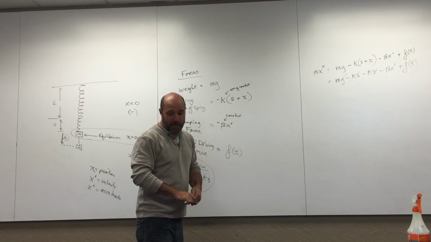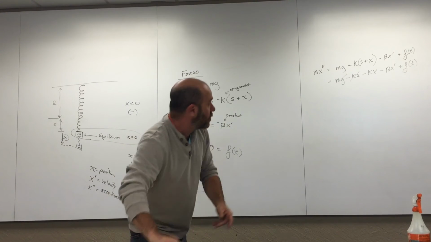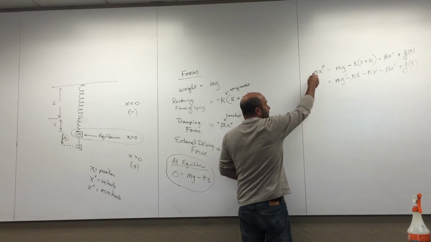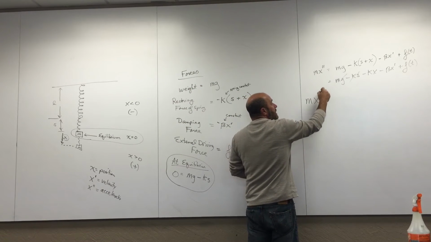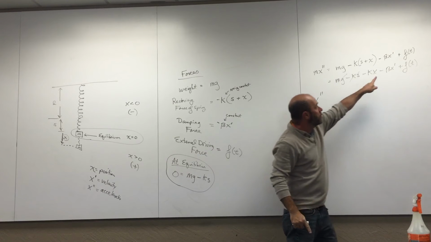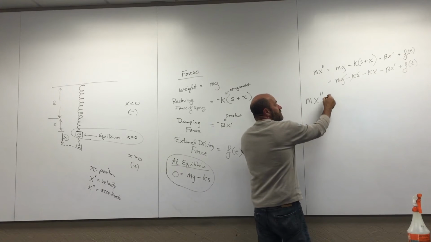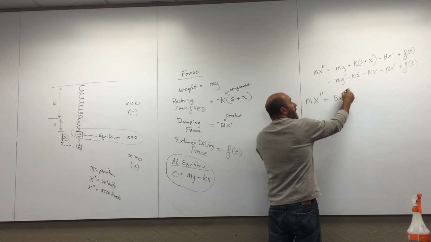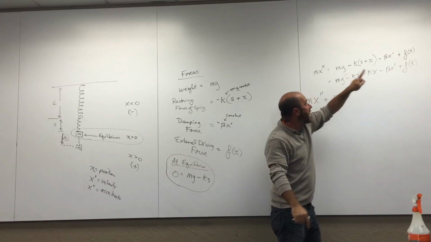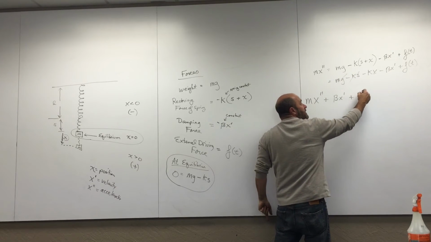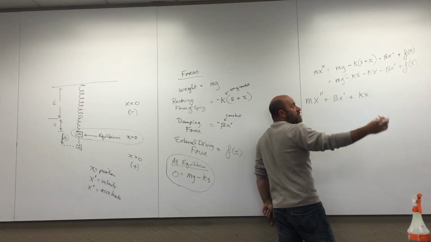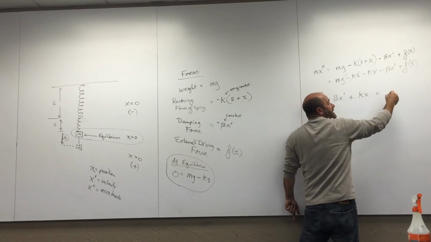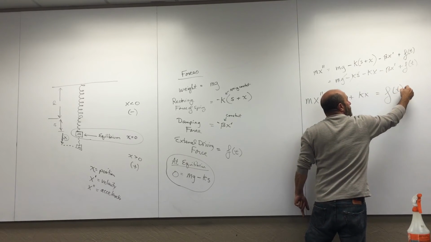All right, you guys. Maybe you can see what's coming here. But look what we got. This is m x double prime. Listen, I'm going to move the beta x prime over here. It's positive beta x prime. I'm going to move the kx over here. It's a positive kx, and it equals... I'm going to leave the f of t over there. Look what you got.